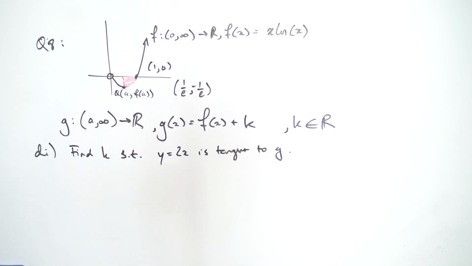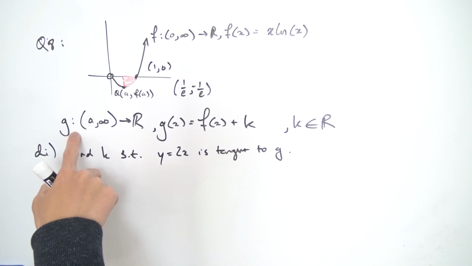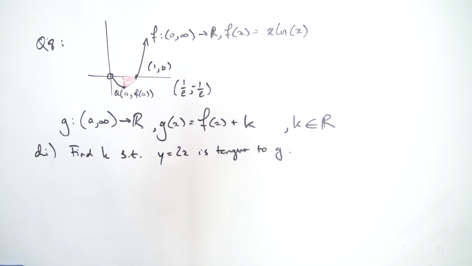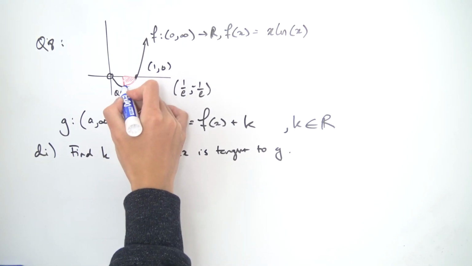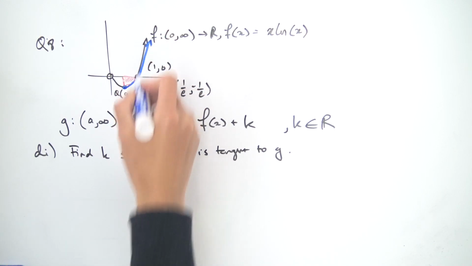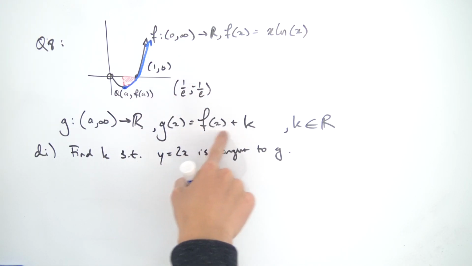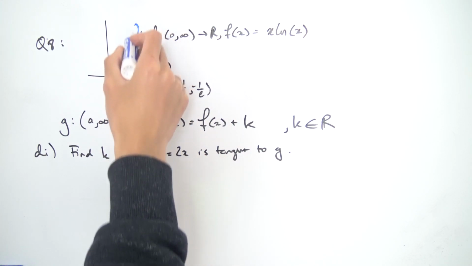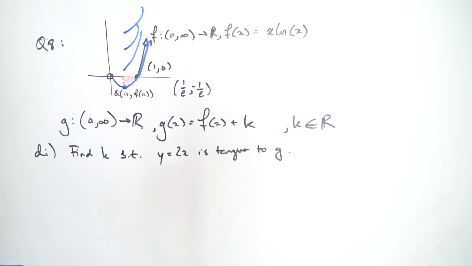For the next question, part d i, we're given this new function g, which is defined from a to infinity. So I guess g would start from this point A and travel all the way up to infinity. So it's f of x plus k. We have this original f of x, and we can translate it up and down however we want. And we have to find the value of k such that the line y equals 2x is tangent to g.